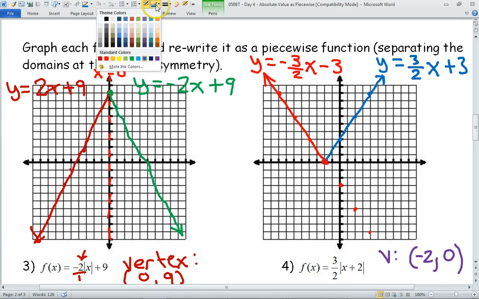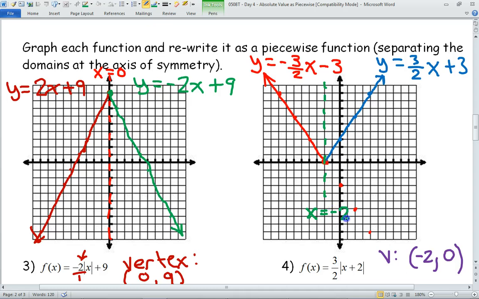Let's talk axis of symmetry, you guys. Axis of symmetry. What's up? I think we'll go green on this one. The axis of symmetry is the line right down the middle of the V. So this green line is my axis of symmetry. Okay, that is x equals -2. That's important because that's where one branch stops and the other branch begins. So it'll be red to the left of -2, x is less than -2. It'll be blue to the right of -2, x is greater than or equal to -2.